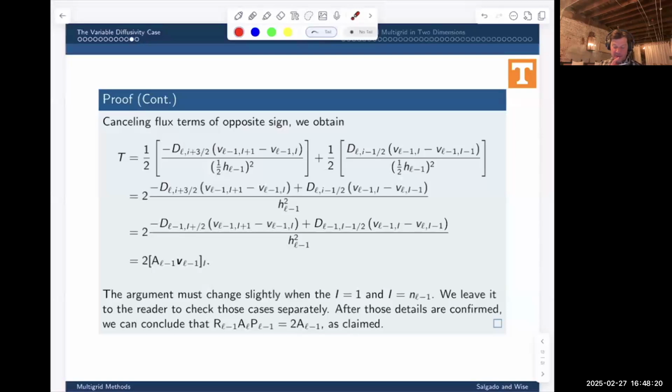The only thing that's missing is that this is the diffusion constant at the fine level grid, and this is the diffusion constant at the fine level grid. But notice that this point here, Li plus 3/2, is exactly the same point on the coarse grid with the index I plus 1/2, only I'm missing my 1 here. So that's a typo. There should be a 1 there.